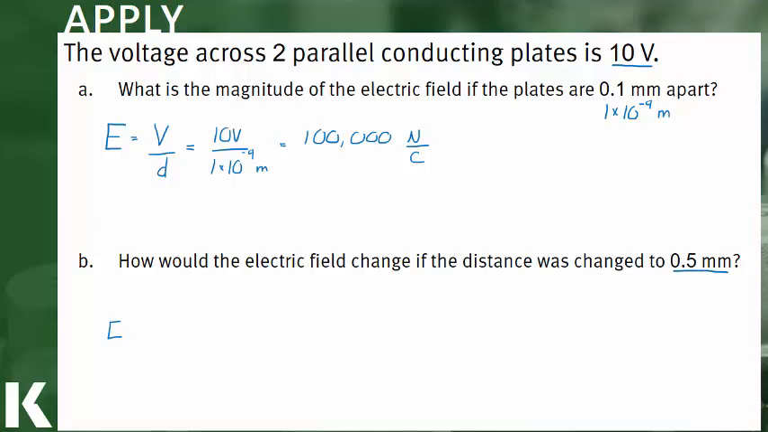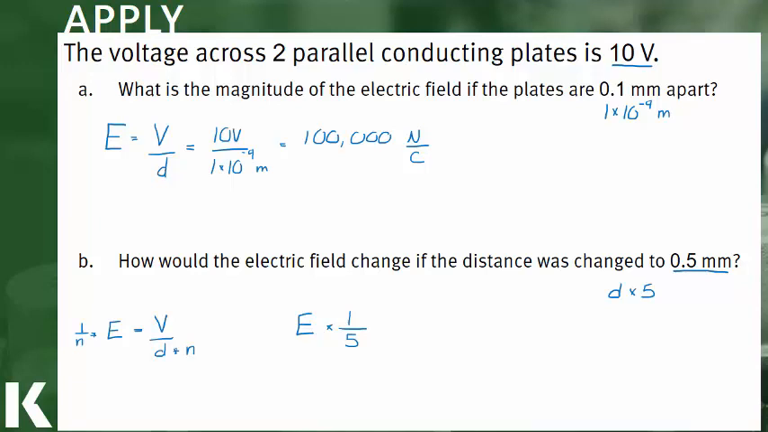And this is where we can examine the relationship between our variables in this equation. Notice that the electric field is inversely proportional to the distance. So if I were to multiply this distance by a particular number, that would change the electric field by 1 over that number. So if I were to go from 0.1 millimeters to 0.5 millimeters, that will give me 5 times the distance, which means that my electric field is going to be 1/5 of its original value.